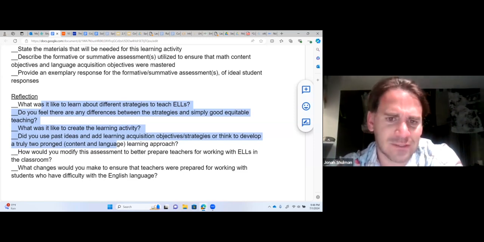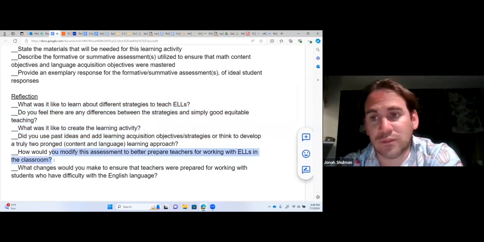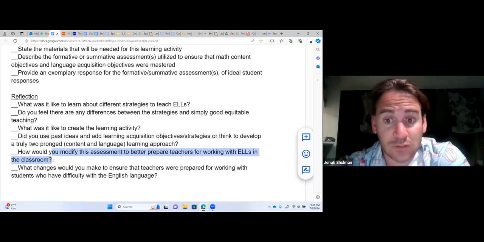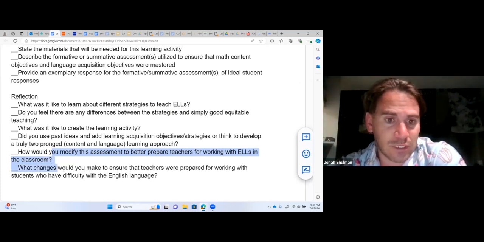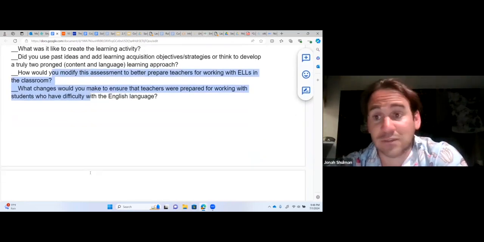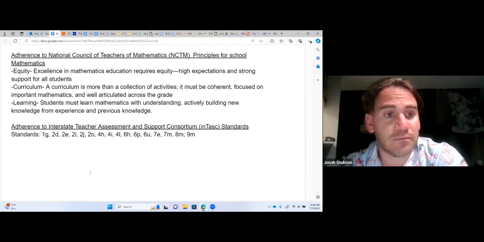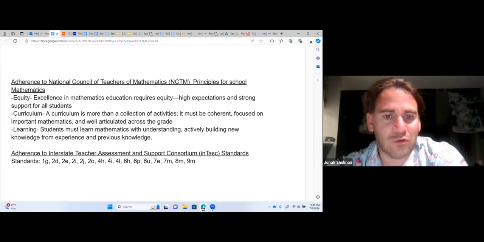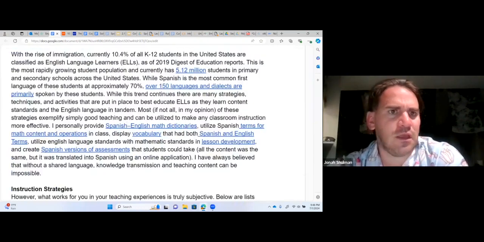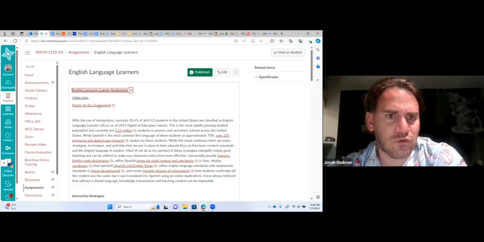How would you modify this assessment to better prepare teachers for working with English language learners? Oh, so this is just how to make this better. And what changes would you make to ensure that teachers were prepared for working with students who have difficulty with the English language? So basically, tell me how I could have done this better. And these are all of the standards you are covering by completing this. And on top of it, I will show you the rubric.